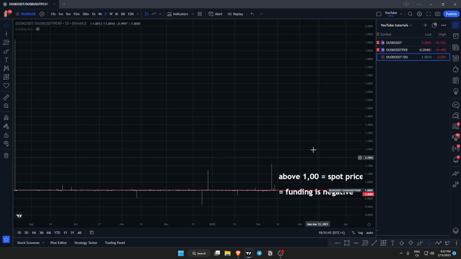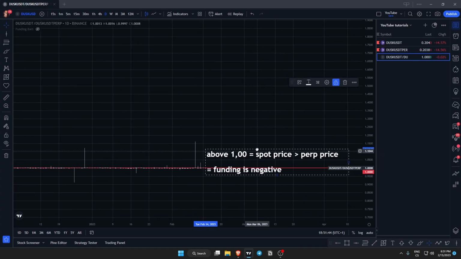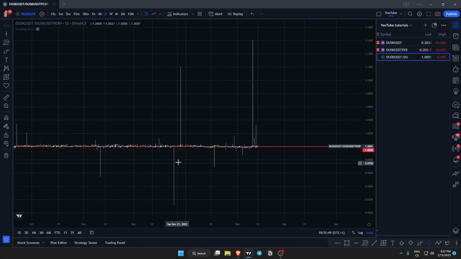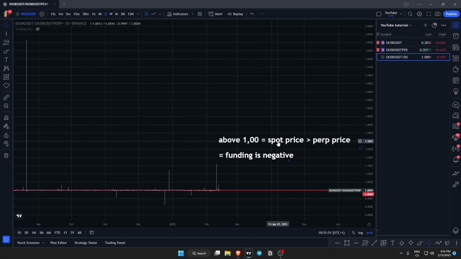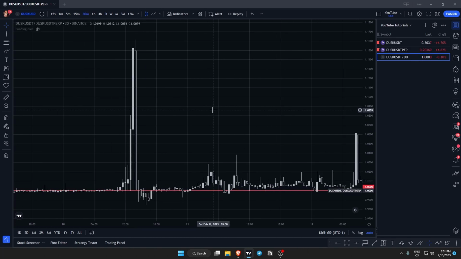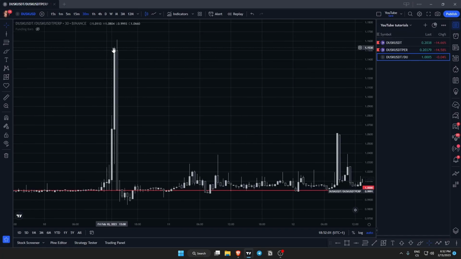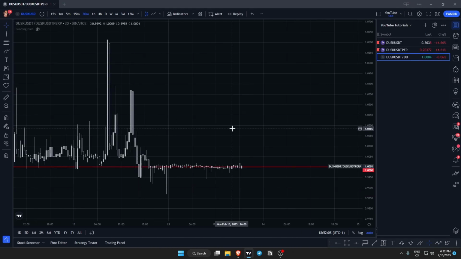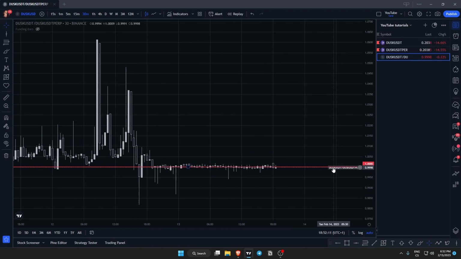Let me show you what it does. Sorry, let me move this. This is your difference between spot and perp price. So if spot price is higher than perp price, funding will be negative. As you can see, these are the points where the funding was the most extreme. It went up to 15% divergence, which is actually crazy. I hope this example is clear. I've put a line at 1.00. This is where the price converge and funding is flat.